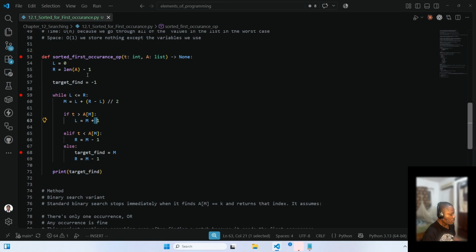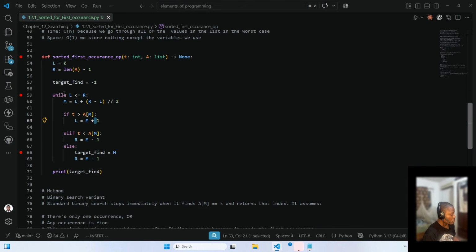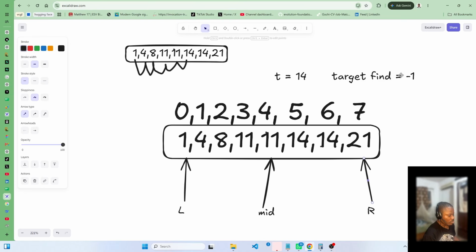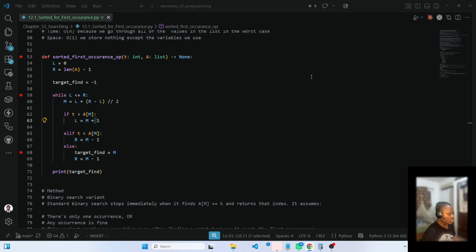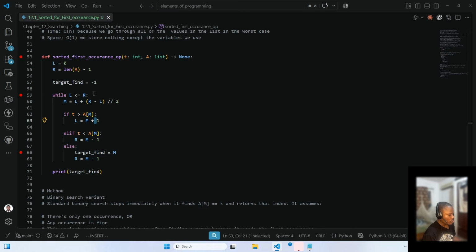So obviously we've defined our left and our right. Our left is the index of 0, right is the index of 7, and then we define our target find to minus this and our t to be 14. So for the first instance, we look at the while loop. It says is L less than or equals to R. Obviously it is, because L is 0 and R is 7.